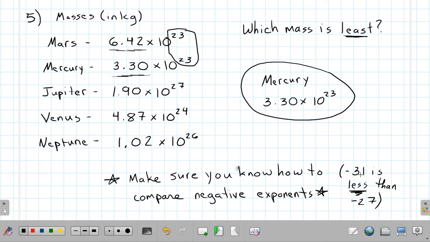A lot of people missed the questions about the electrons, protons, and neutrons because they thought the negative 31 was bigger than the negative 27, so they thought the electron had the biggest mass, when in fact it actually was the smallest, because negative 31 is less than negative 27. So make sure you go back and you know what I'm talking about here, how to compare negative exponents. You should be able to compare positive exponents, once again, which one's bigger, which one's smaller. In this case, 23 was smaller, and then that led us to look at these numbers. But once again, know what you're doing when it comes to negative numbers.